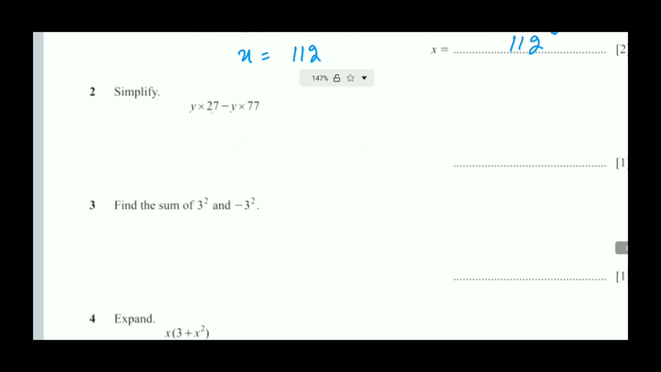Simplify, very simple. 27 will be multiplied with y, minus 77 will be multiplied with y, and if you simplify plus minus minus, you have to subtract them.